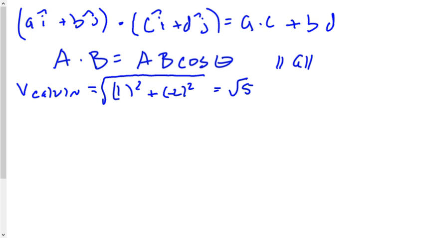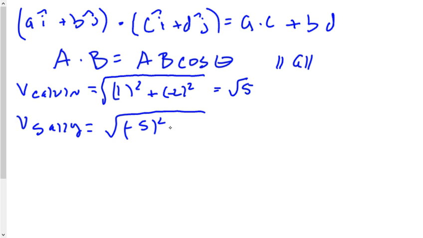Now what about the velocity of Sally? Let's go ahead and do that. That's going to equal the square root of negative 5 squared plus a positive 5 squared, which then equals the square root of 50. So that's how we're going to do that.